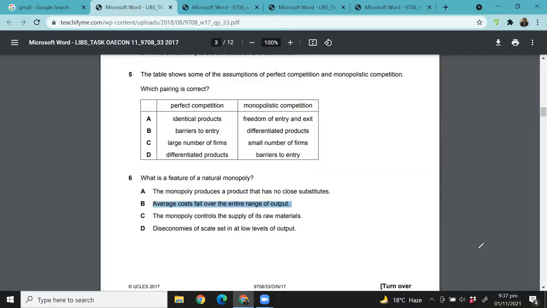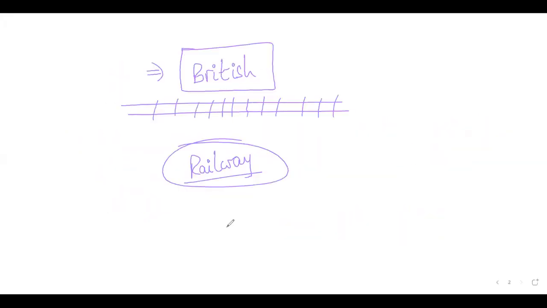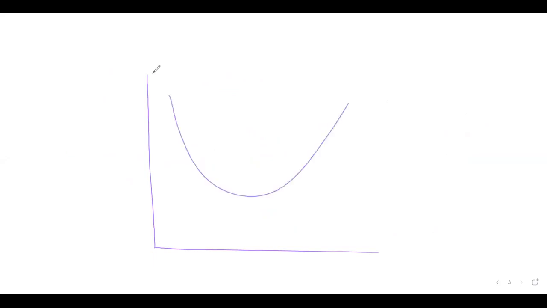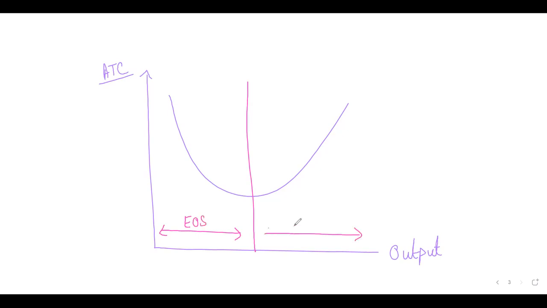What it means for the average cost to fall over the entire range is that the more you produce, the lower your average cost. In a normal business, the average total cost graph is U-shaped, with output on the x-axis and average cost on the y-axis. It initially falls, which is economies of scale. For the part where it starts to go up, that is known as diseconomies of scale.